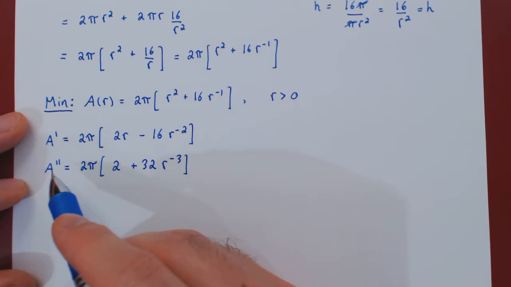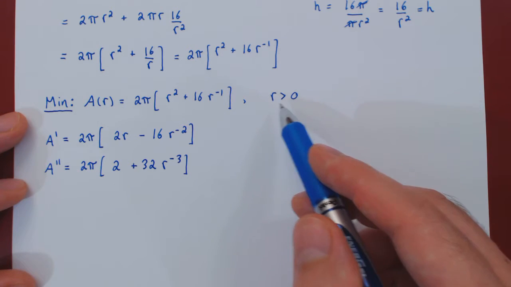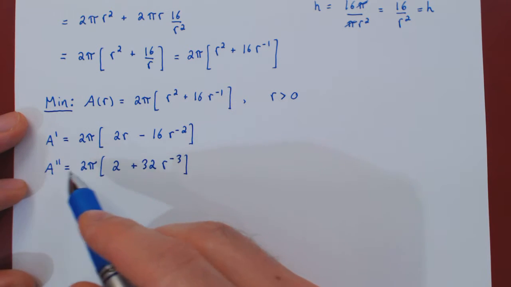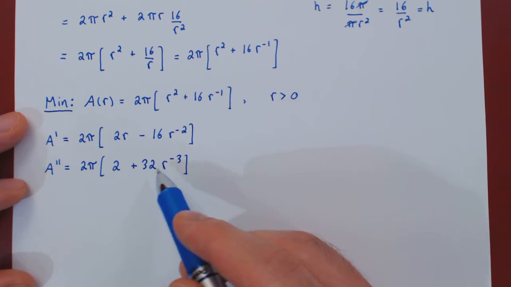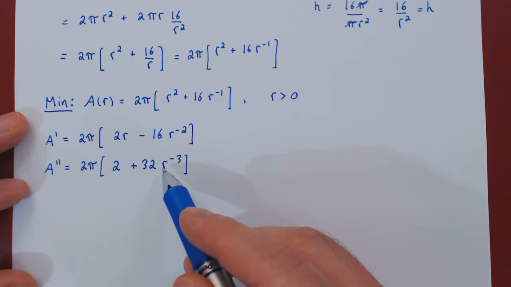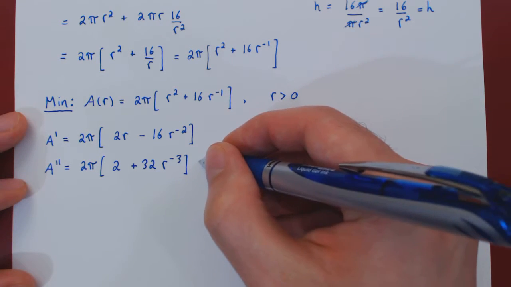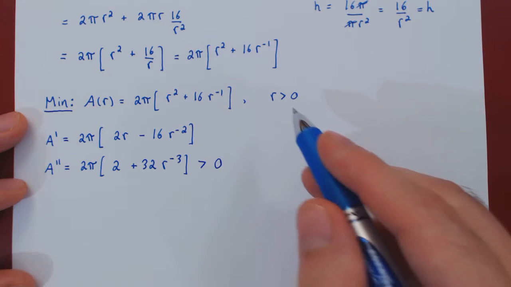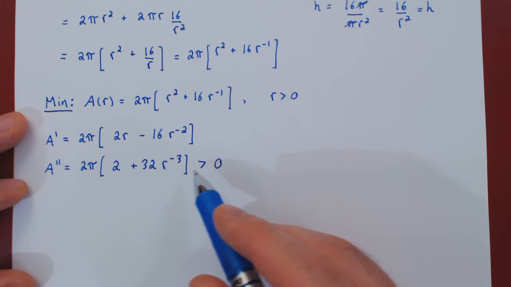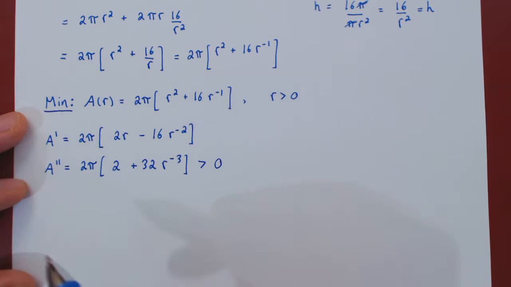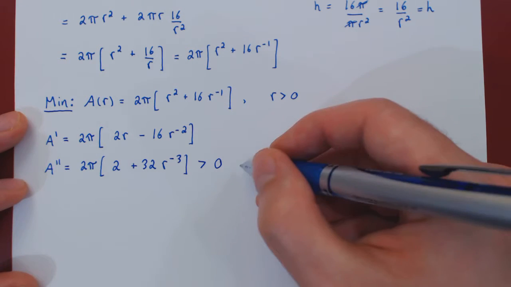And right away, if we look at the second derivative, we should notice something interesting, right? R is the radius, so it's positive. So the second derivative is 2 pi times a positive number plus 32 times a power of a positive number. So everything here is positive for any choice of r. So the second derivative is always positive regardless of the value of r, which means that if the second derivative is always positive, the function A of r, the area function of our tank, is always concave up.